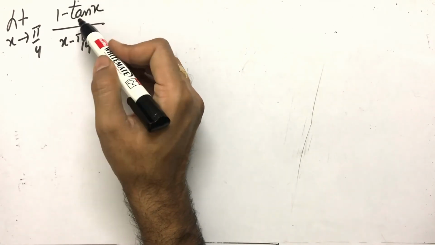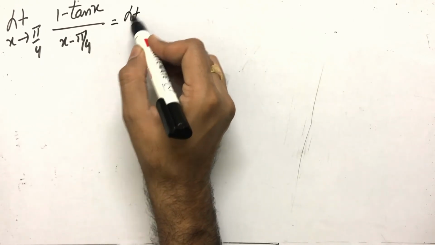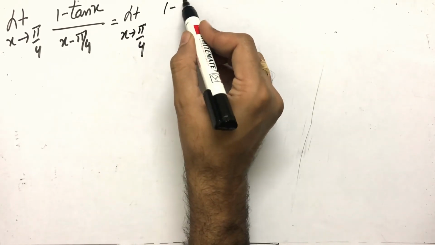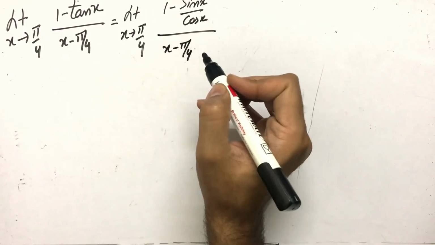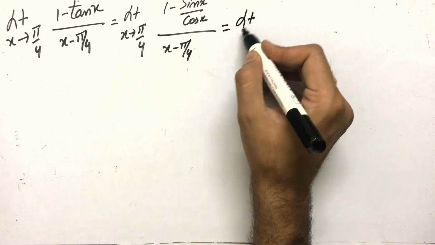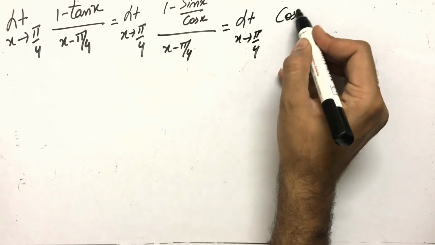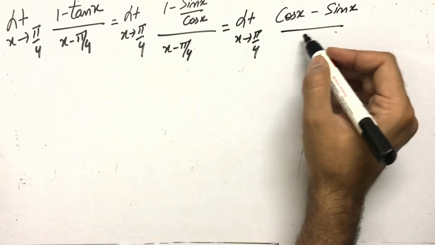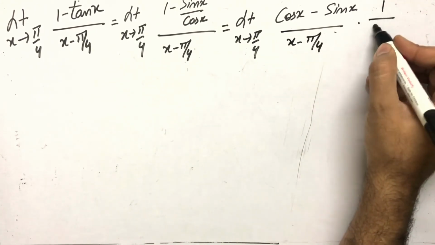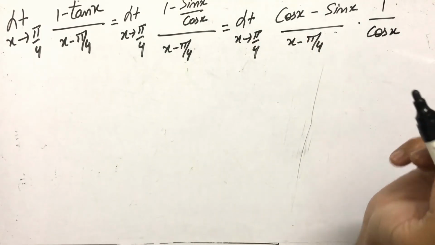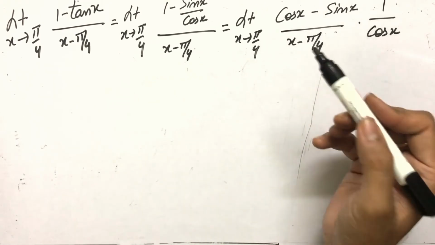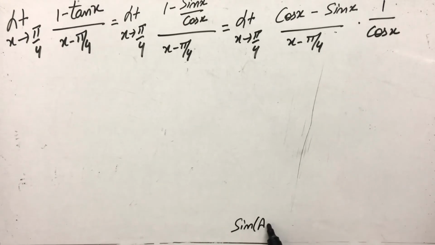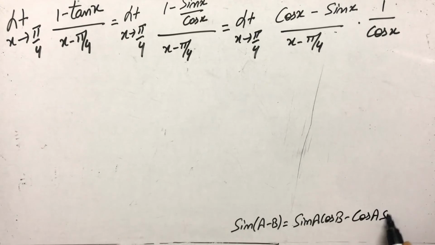It is better to break tan into sine by cos. Let us do that. Limit x tends to pi by 4. So we can write 1 minus sine x upon cos x divided by x minus pi by 4. And take LCM here. So very easily this may be written as limit x tends to pi by 4 cos x minus sin x upon x minus pi by 4 into 1 by cos x, which is the LCM, actually, denominator part. And as you see, can we convert this into sine A minus B? What is the formula for that? We all know sine A minus B is sine A cos B minus cos A sine B.